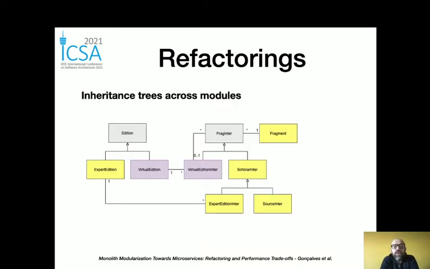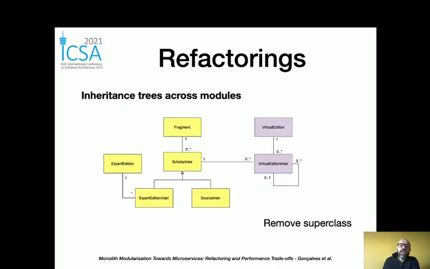Another refactoring that was relevant was inheritance trees across modules. Here you have edition and frag inter that are classes that belong to two modules. What we have done is apply the refactorings associated with remove superclass. So first we move the data and the business methods from the superclass to the subclasses, and then we remove the superclass.